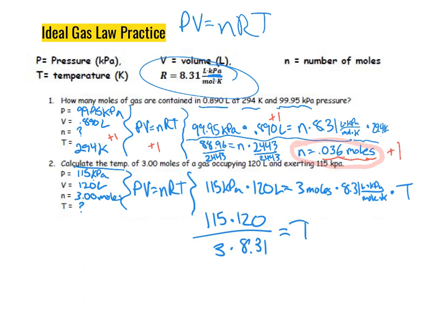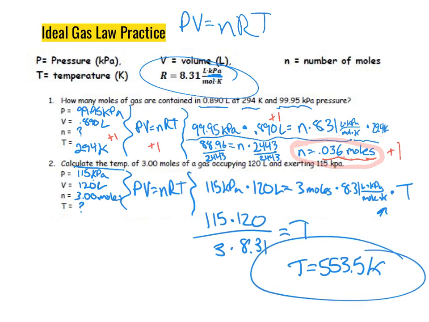So 115 times 120 divided by 3 divided by 8.31, and you get T equals 553.5. We are wondering what the units are. Well, we know that the units of temperature are always K, and we can verify that when we take a look at our R value. It tells us to use K. So that's our final answer, and that would be our fourth point.